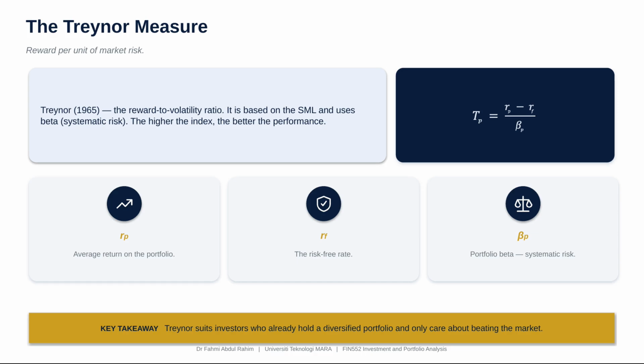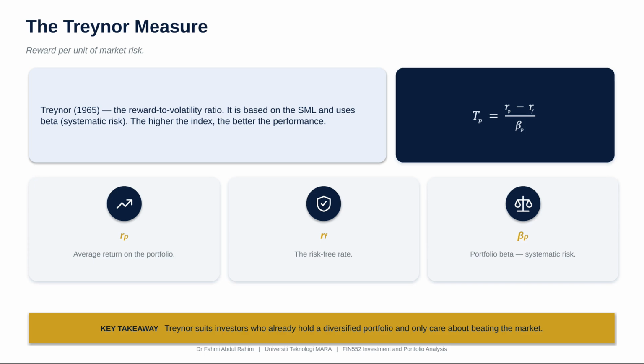Our first measure is the Treynor measure, introduced by Jack Treynor in 1965, sometimes called the reward to volatility ratio. As the blue box notes, it is based on the security market line and it uses beta, systematic risk, as its risk measure, and the rule is simple: the higher the index, the better the performance. The formula in the navy box is the Treynor measure of a portfolio. T sub P equals the portfolio's average return, R sub P, minus the risk-free rate, R sub F, all divided by the portfolio's beta, beta sub P.